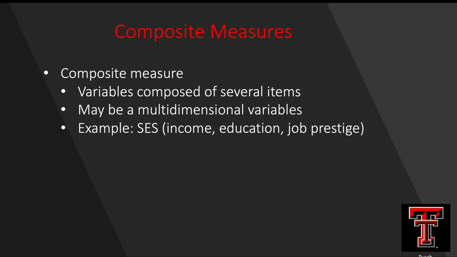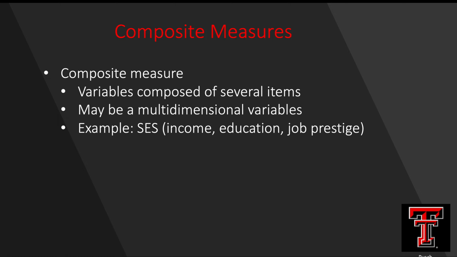We talked a little bit in Chapter 5 about what a variable is and the different levels of measurement. Some variables are composed of one item. For example, gender is usually male, female, sometimes other will be included as well. But sometimes our variables are a little bit different. There are multiple dimensions of a concept.